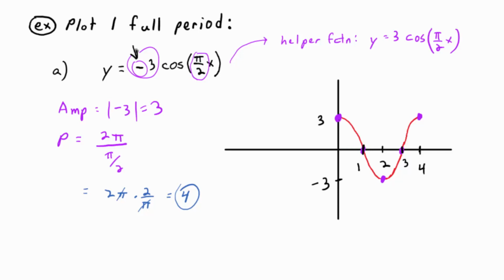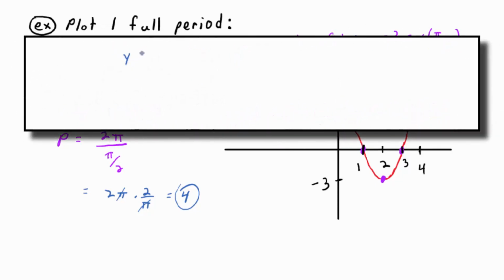Since it's negative, it's flipped. So now I have to remind everybody what you do if you have a negative in front of your function. This again goes back to college algebra. If you have y equals f of x and you know what the graph of that looks like, then how can you get the graph of y equals the opposite of f of x?